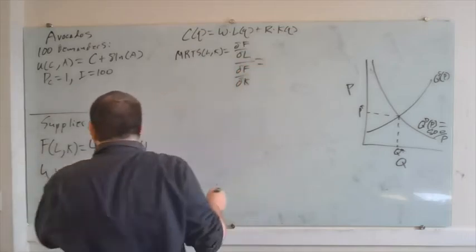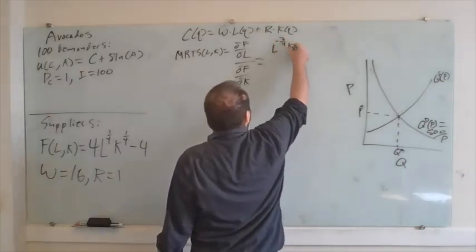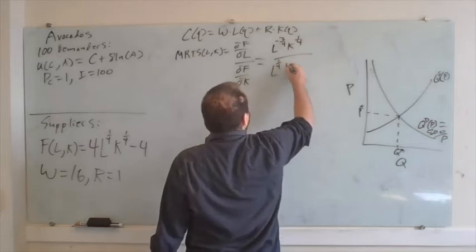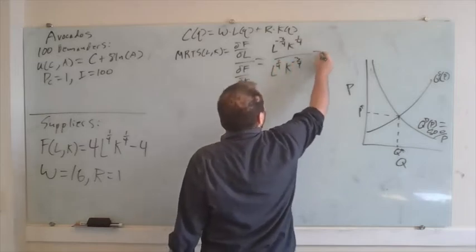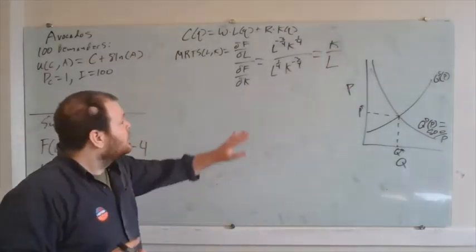Right, I'm just going to blaze through this algebra here: L to the minus 3/4, K to the 1/4, over L to the 1/4, K to the minus 3/4, which is just going to be K over L. Awesome. So what do we do with this?